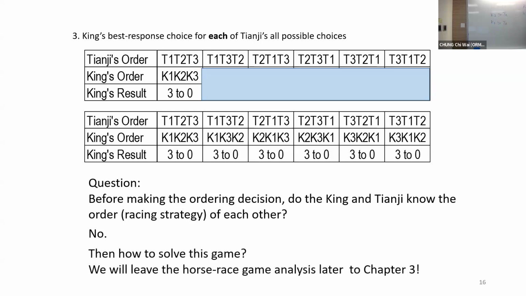But next, how to score. Each player has 6 choices. The best outcome: the king wins the game with the score 3-0. The other outcome: win the game by 2-1. So this part will be analyzed in chapter 3, chapter 4, and chapter 5. Right?